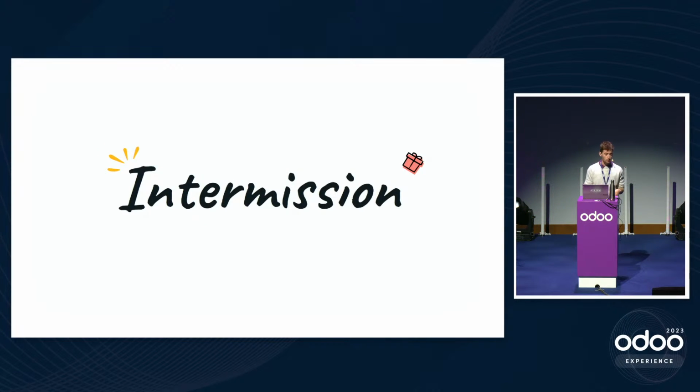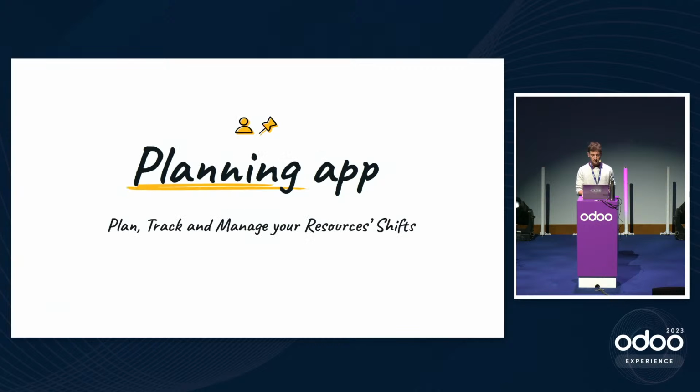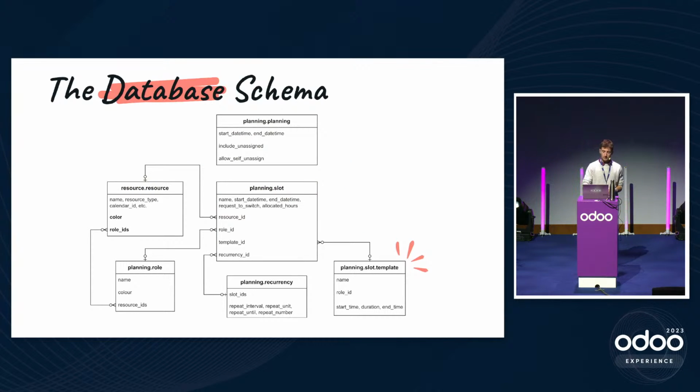Now, this is where we're going to be doing an intermission, but we're not, so skip that. And we're going to go into the planning application, my favorite application, an interesting application. If you don't know anything about it, it allows users to plan, track, and manage their resources shifts. It's organized around a Gantt chart that allows planning managers to view their upcoming operations. So, another database schema.